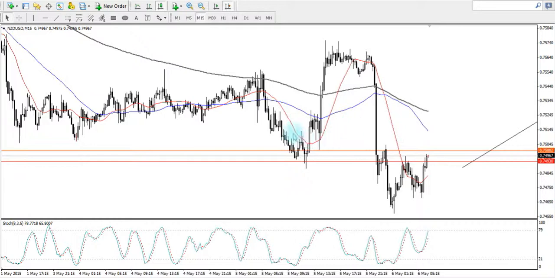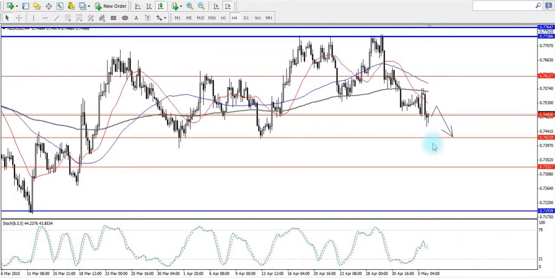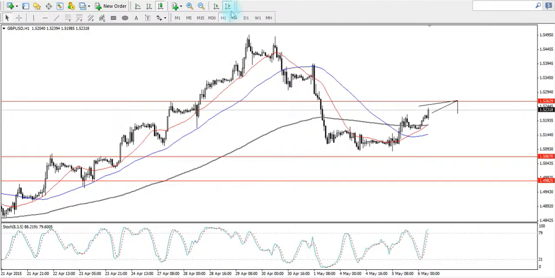Alright, so just waiting for price to retrace a little bit further before we go for shorts. Of course, the first level we shall take a look at is the price of 0.7421 if we happen to go for the short opportunity here. Alright, so that's for the New Zealand dollar against the US dollar. Next, we have the pound against the US dollar.